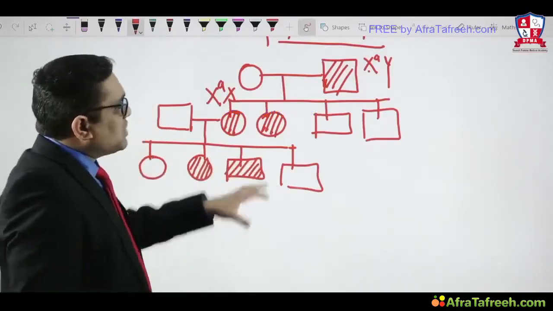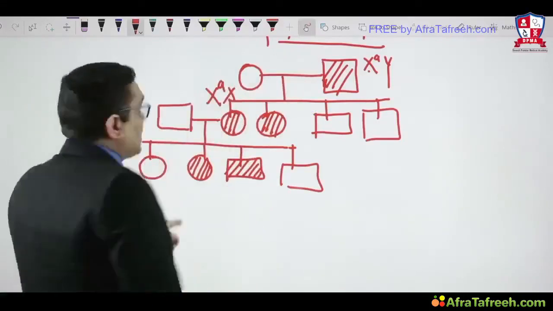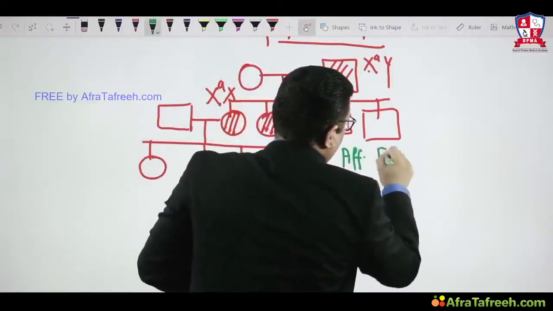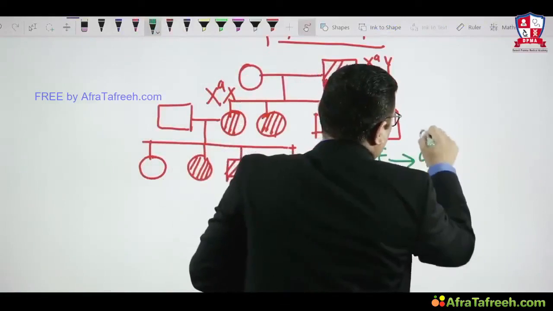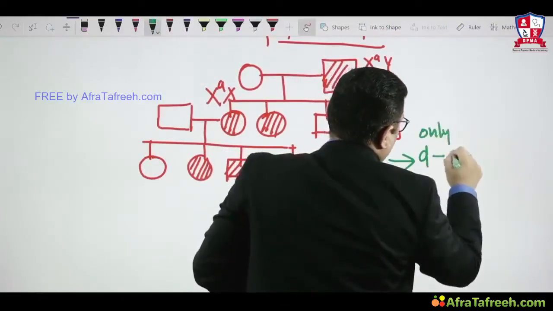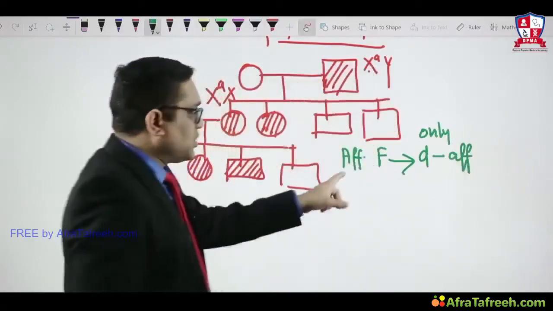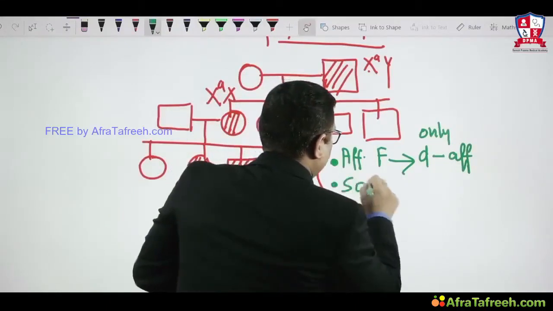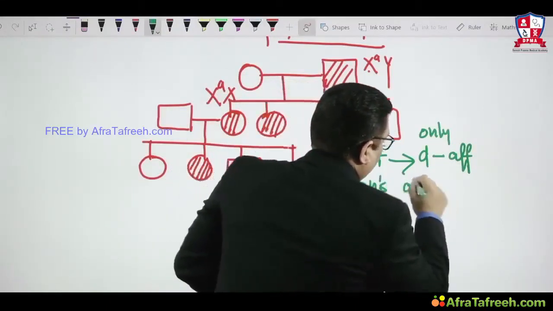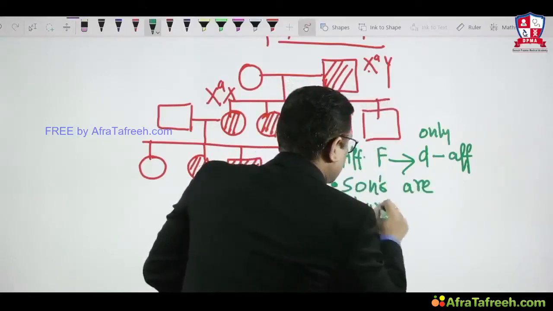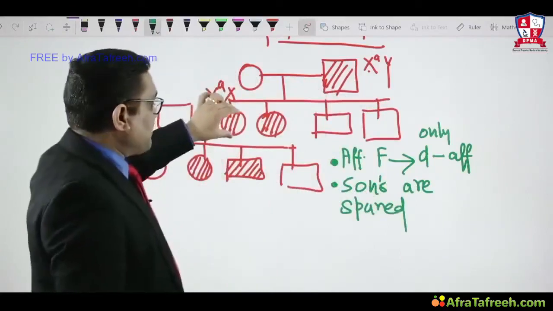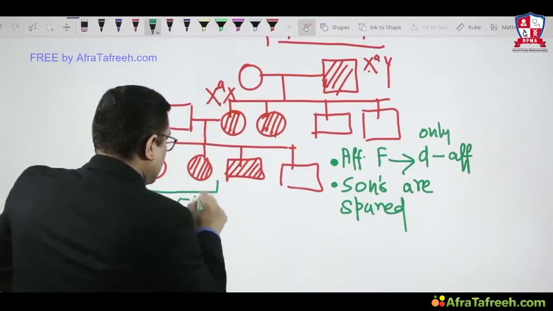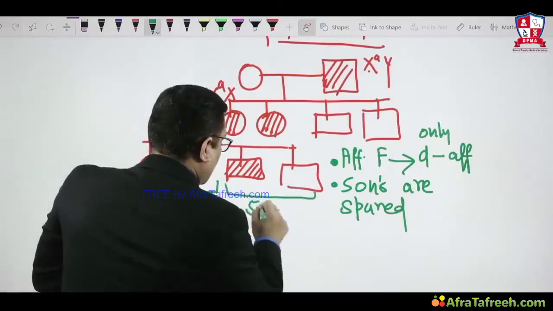So it's a very beautiful picture which summarizes the X-linked dominant, where it says, from affected father, only daughters will be affected. Sons are spared. But from the affected daughter, what is happening? 50% of the daughters and 50% of the sons are affected.